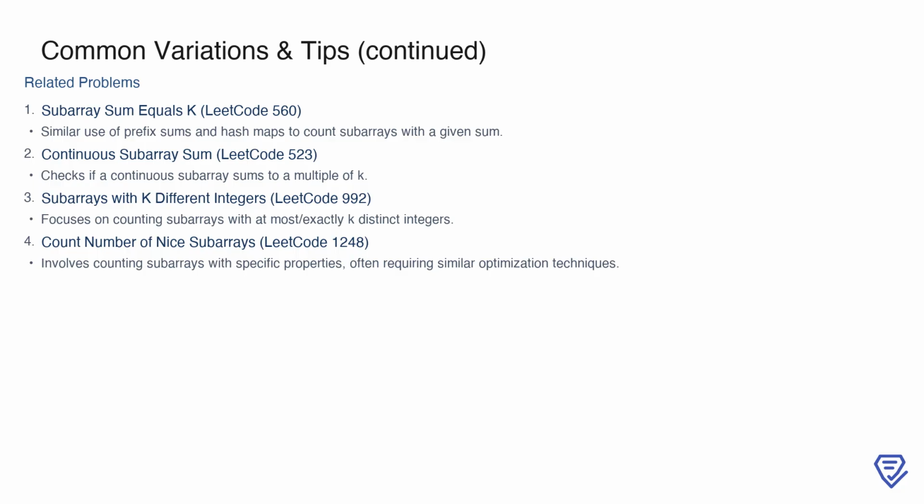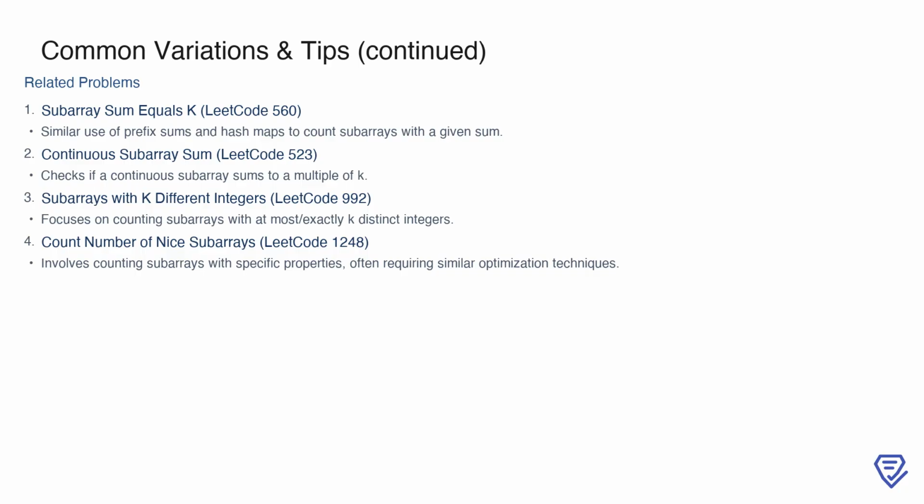For example, in LeetCode 560, subarray sum equals k, you use a similar approach with prefix sums and hash maps to count subarrays with a specific sum. Another related problem is LeetCode 523, continuous subarray sum, which involves checking if a continuous subarray sums to a multiple of k. Then there's LeetCode 992, subarrays with k different integers, which focuses on counting subarrays with exactly or at most k distinct integers, requiring a different optimization strategy but similar principles.